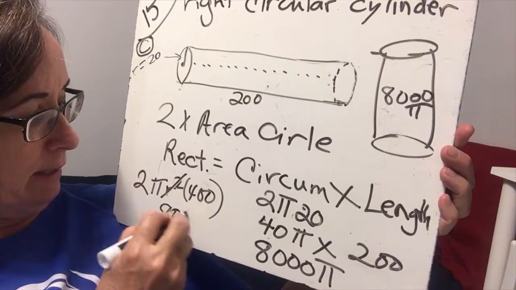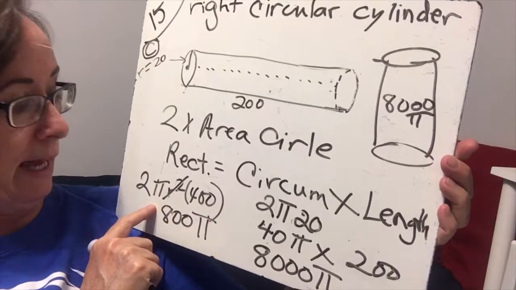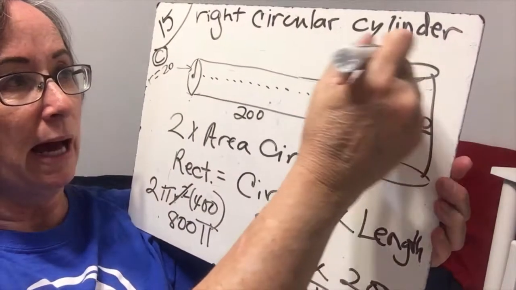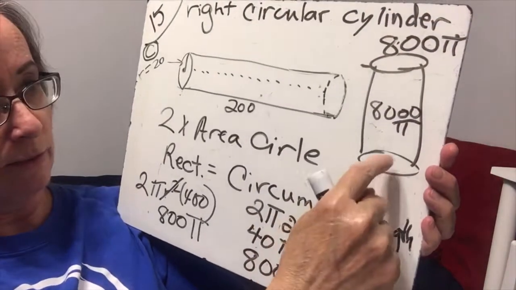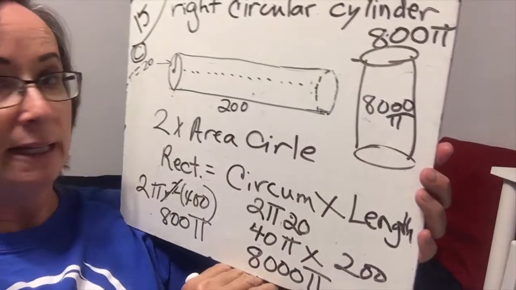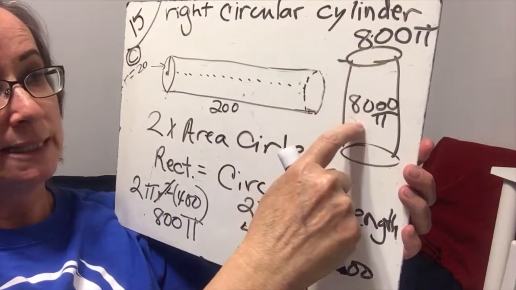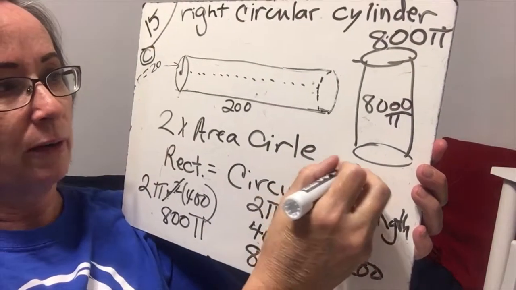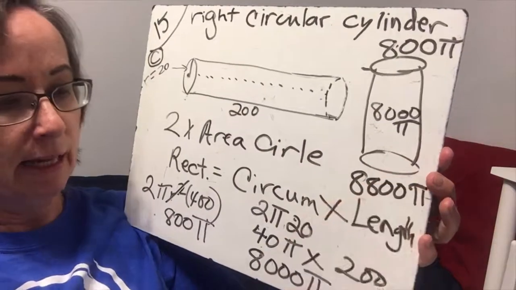So 800 pi. And that's already been doubled, okay? So the 800 pi is for both of them. This was 400 pi, this was 400 pi. So together, they give me 800 pi. And I have 800 plus 8,000, so 8,800 pi.